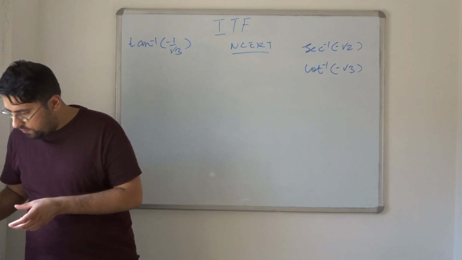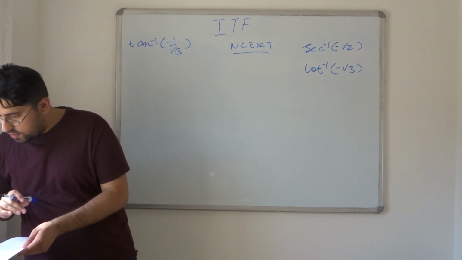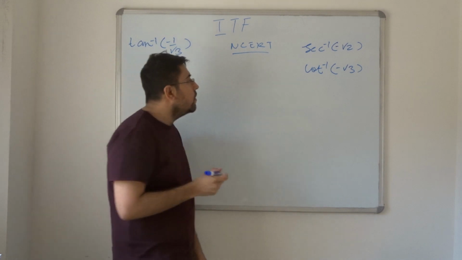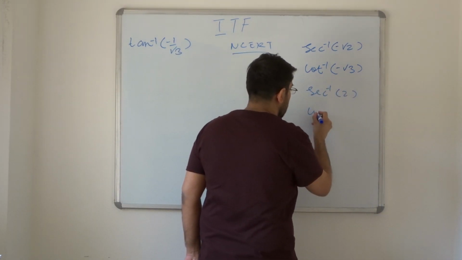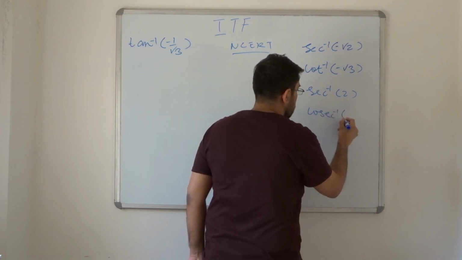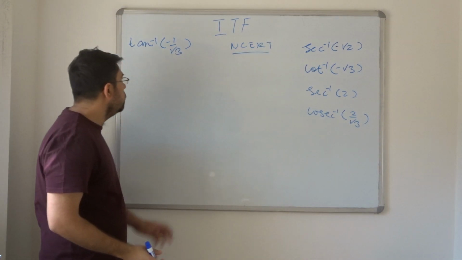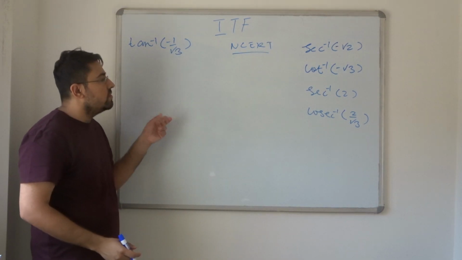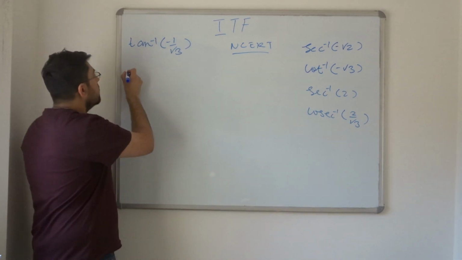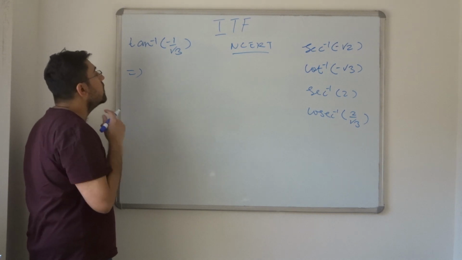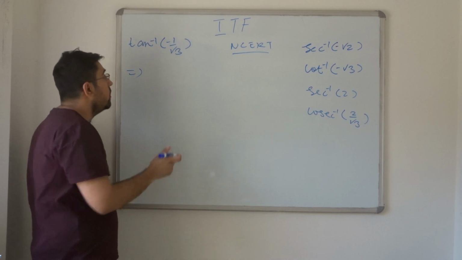Okay, one more I'm going to give you now. Sec 2, and cosec 2 root 3. What I want you to do is, once you finish solving this, solve all of them. Guys, again, this is very easy. Here you don't have to worry about the negatives as well because of the principal value branch.